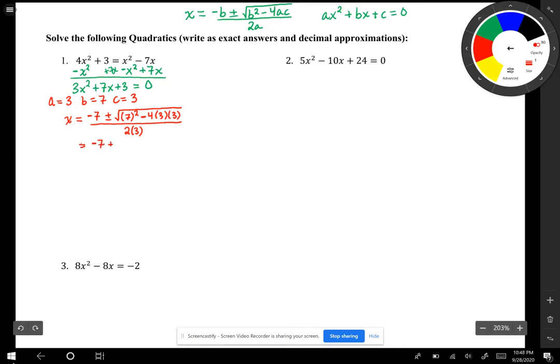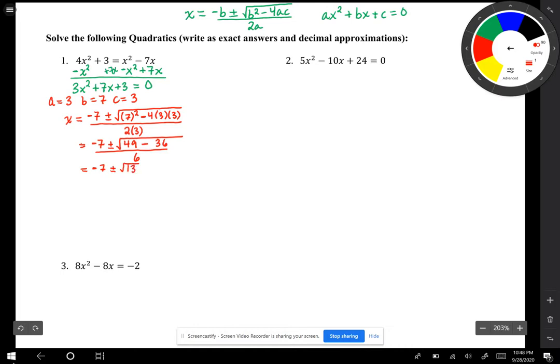Negative 7 plus or minus 7 squared. Now, if you call it 14, that's on you. So 7 times 7 is 49. Minus 4 times 3 is 12. Times 3 is 36. All over 6. Right. So equals negative 7 plus or minus 49 minus 36 is 13.